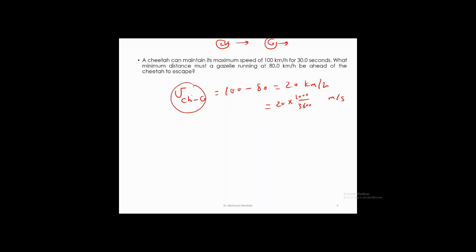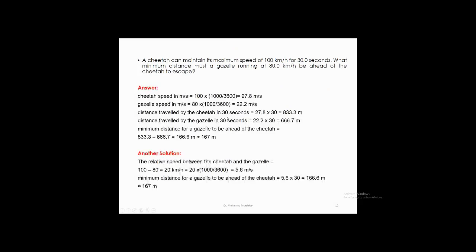Oh, look at that. We have the relative velocity in between now, and we have the time. يا شباب, if we just multiply the time, or 30 seconds, by the relative velocity in between, مش ده يديني المينيمم distance اللي المفروض تكون ما بينهم for the gazelle to escape. Look at that. Of course, it should be the same. This is the first way that we have used.